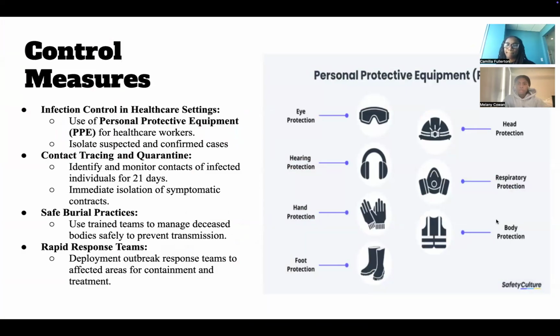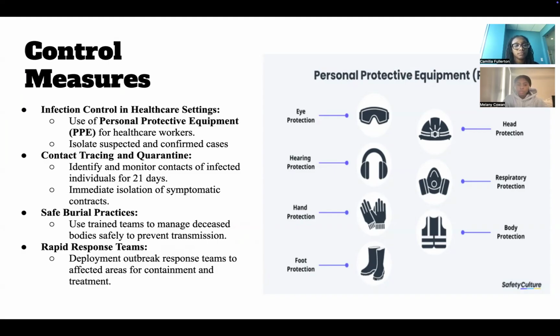So now we're going to explain control measures. Infection control in healthcare settings: use of personal protective equipment, PPE, such as gloves, masks, goggles, and protective suits to protect healthcare workers from exposure; isolate suspected and confirmed cases. Contact tracing and quarantine: identify and monitor contacts of infected individuals for 21 days, and immediate isolation of symptomatic contacts. Safe burial practice: use trained teams to manage the body safely to prevent transmission. Rapid response teams: deploy outbreak response teams to affected areas for containment and treatment.